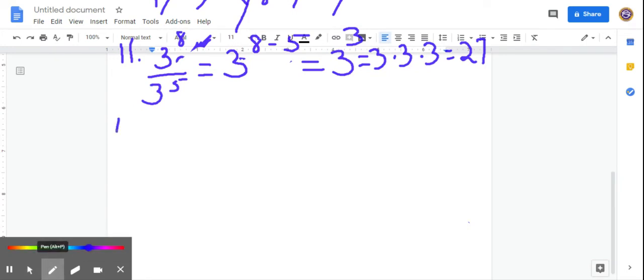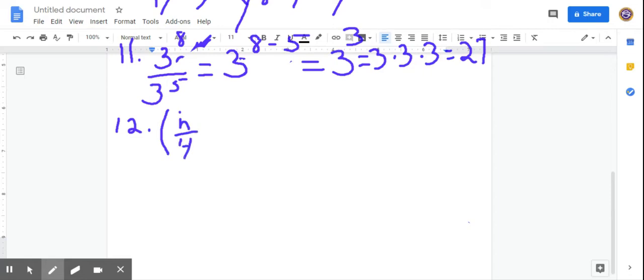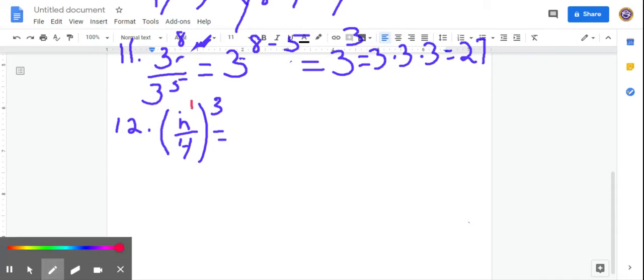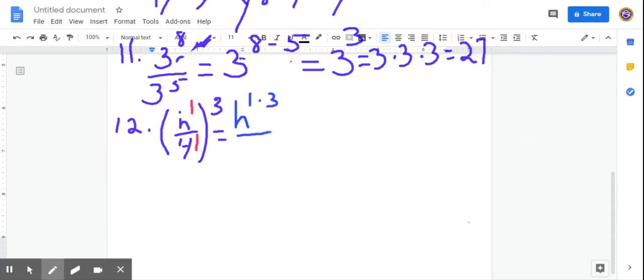Number 12. Number 12, you have h over 4 quantity cubed. So again, remember that that h has a 1, that 4 has a 1. So now you have a power to a power on the inside, power on the outside. So you keep the base and you multiply the exponents. You keep the base and you multiply the exponents.